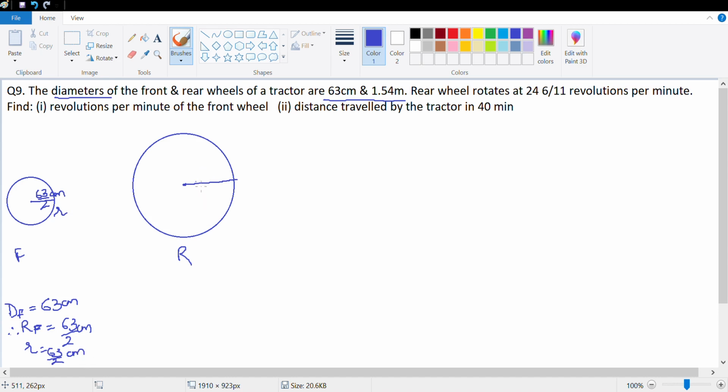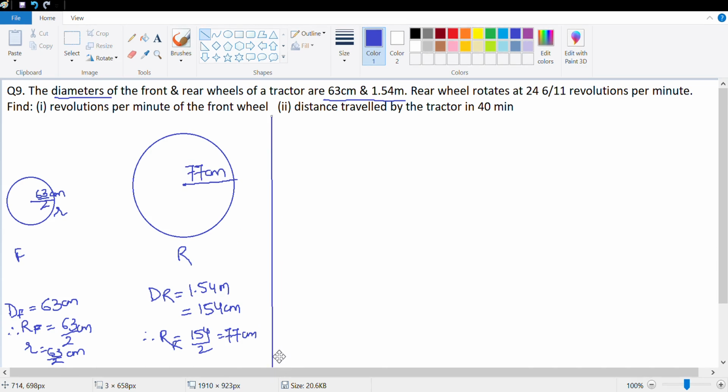In this case, capital R is given as 1.54. So diameter of the rear wheel is given as 1.54 meter. Converting this into centimeter would mean multiplying with 100, which is 154 centimeter. Therefore, radius would be 154 divided by 2, which is 77 centimeter. Perfect. So we've just understood this part of the question.